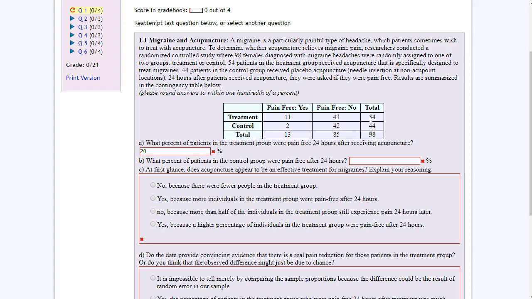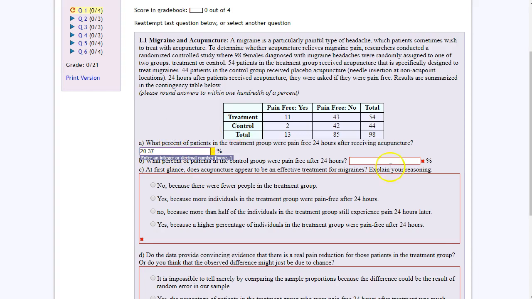11 out of 54. That's 20. And it says right here, pay attention to this because it's really important. You'll get it wrong. It'll usually tell you if there's an answer you enter in. Please round answers to within a 1/100th of a percent. So that's 2 decimal places. 100th. So 20.37 would be my answer.